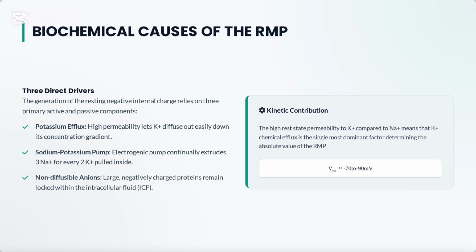Three direct drivers of the negative internal charge. Kinetic contribution of potassium, and the formula: V_m ≈ -70 to -90 mV. Simple explanation. Why is the inside of the cell negative? There are three reasons. Potassium efflux: potassium, K+, can diffuse out of the cell very easily because it leaks out constantly. It is the single most dominant factor determining the negative value of the RMP.